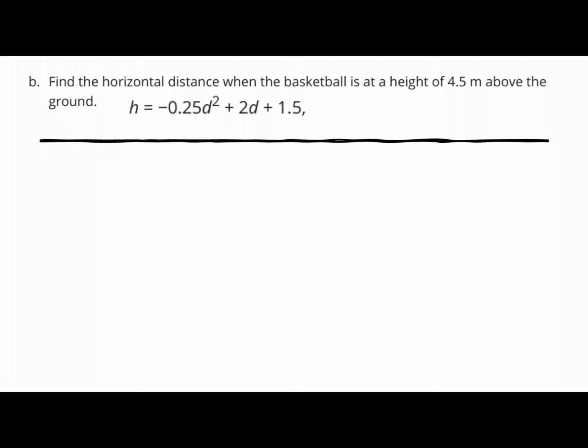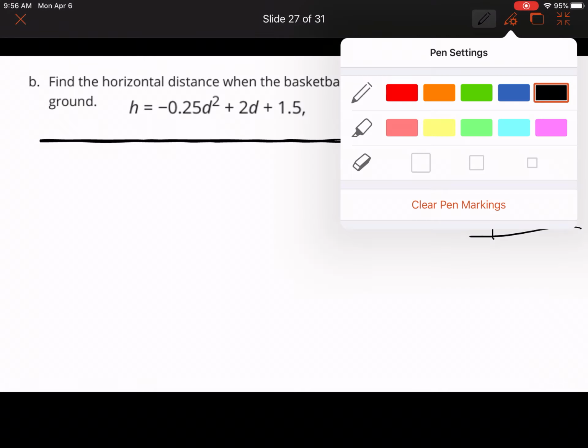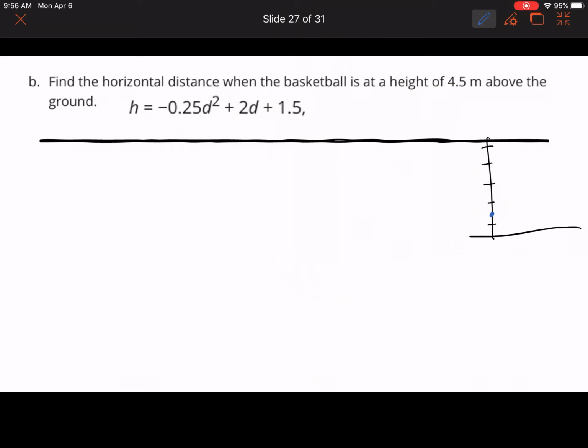So we've never done these ones before. So what this is asking for is, again, we've drawn our guy here. We know that we started off at 1.5 meters. It's gone up, it's gone down, it's gone 8.7 meters. Right here is 1.5 meters high.